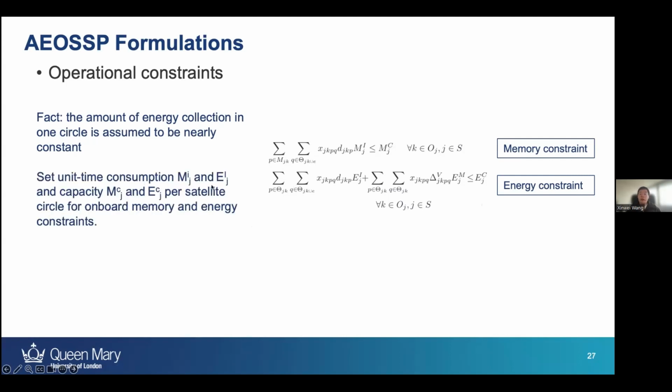So we assume that the maximum energy capacity for one satellite circle is a constant, and the unit time imaging and maneuvering energy consumption are defined. In this way, the number of observation tasks in each circle can be restricted in this constraint. Then the memory constraint can be considered similarly because we assume that for each circle, the satellite will have chance to transfer data to the communication relay satellite or to the ground station.